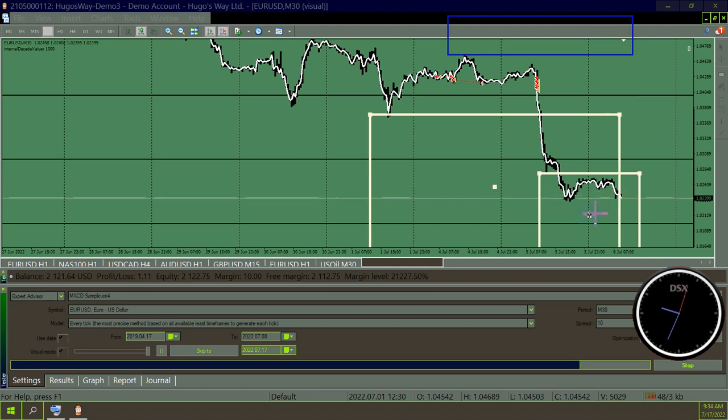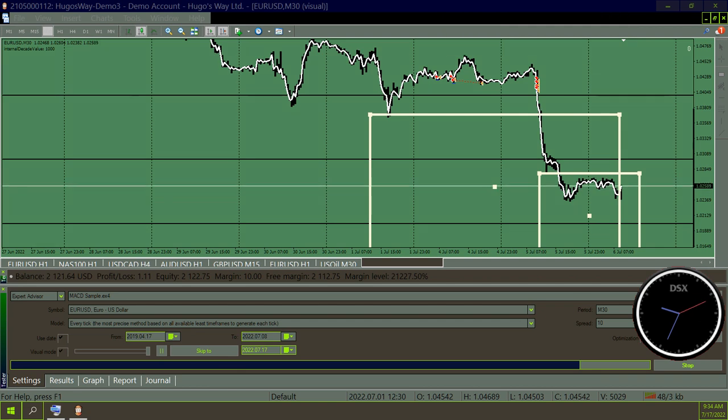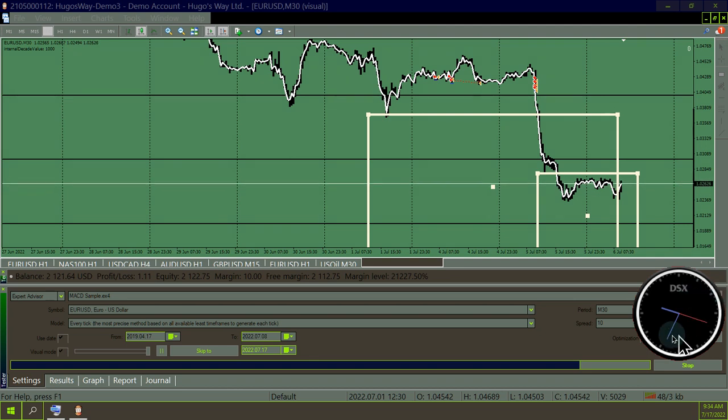I wish this was playing back faster. This is as fast as I get it to play back. Oh well. Yes, the clock is not connected to the chart, unfortunately. Maybe I can just grab the hands of the clock and speed it up here.